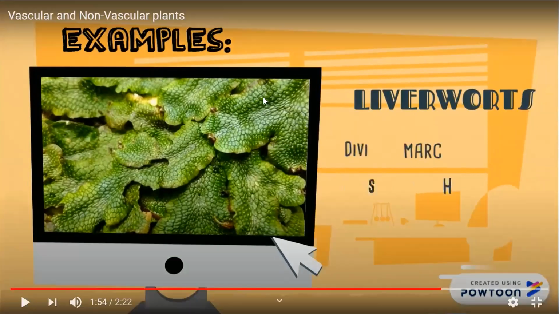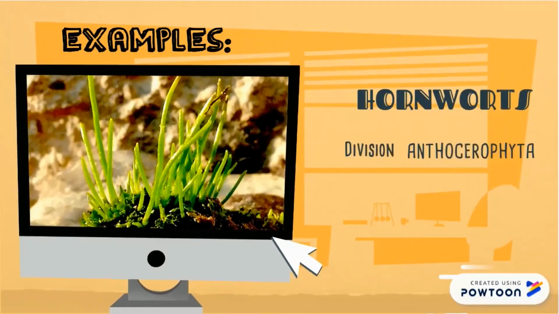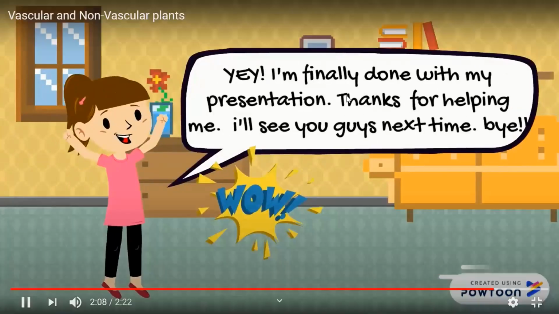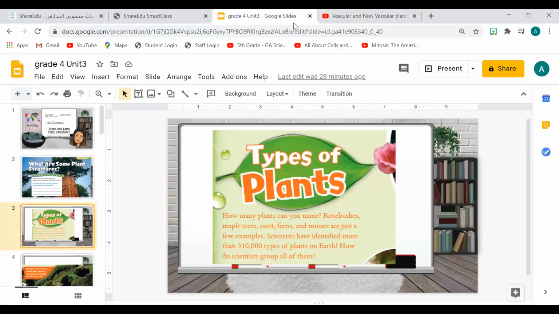Oh, look at this plant. This plant doesn't have roots or stem. It's only a piece maybe of leaf or cells next to each other. It's all a non-vascular plant. It's called liverwort. Okay, that's it from our friend. Let's see our slides.